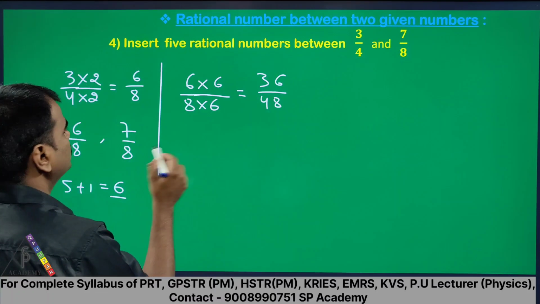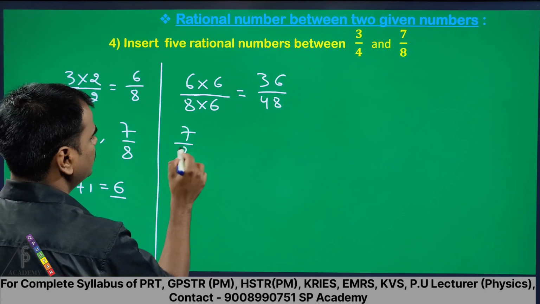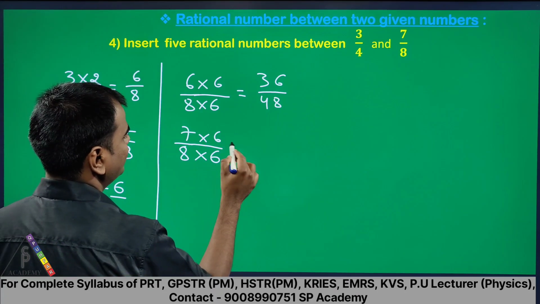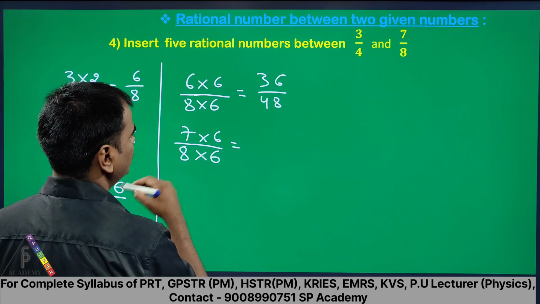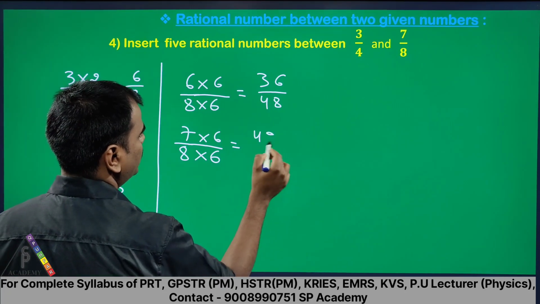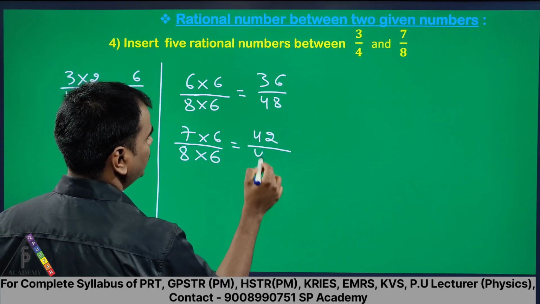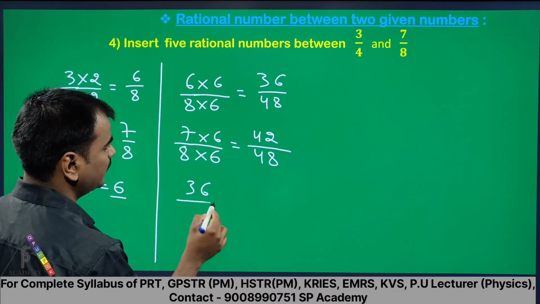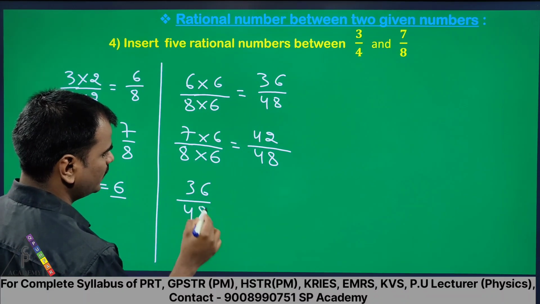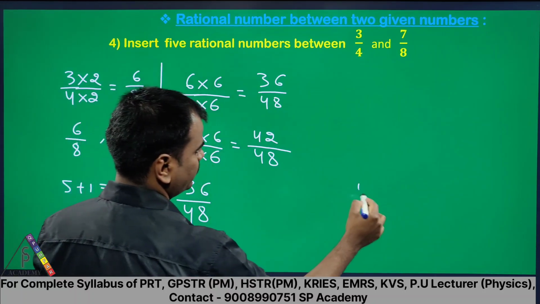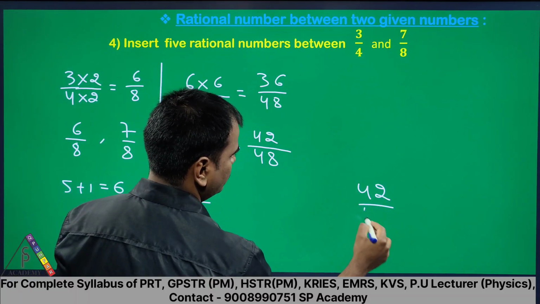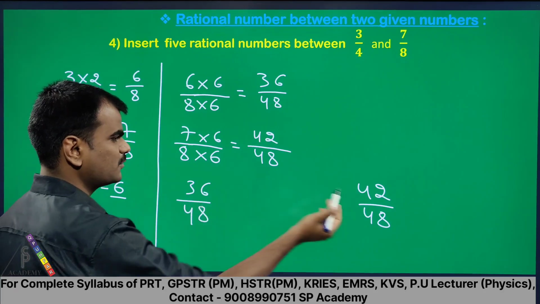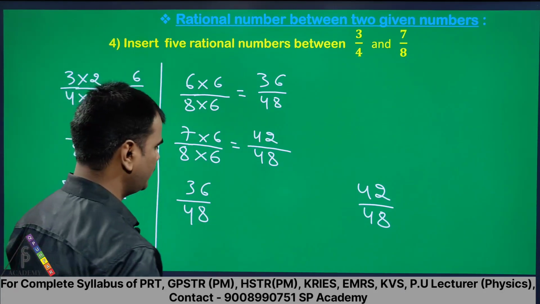Again 7 by 8, if you multiply and divide by 6, 7 times 6 is 42, so 42 by 48. Therefore the rational number 36 by 48 is the lowest, and the highest is 42 by 48. Since the denominator is the same, from 36 to 42 you will get the 5 numbers.